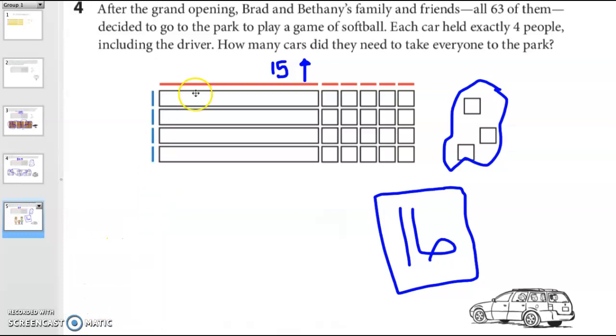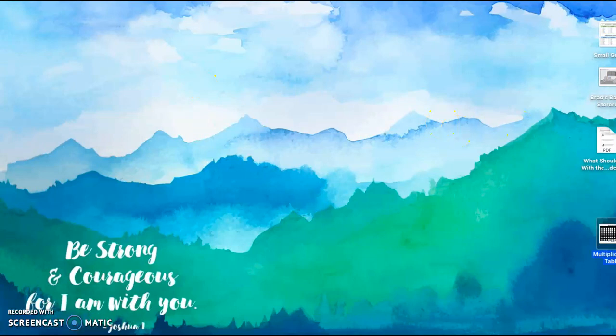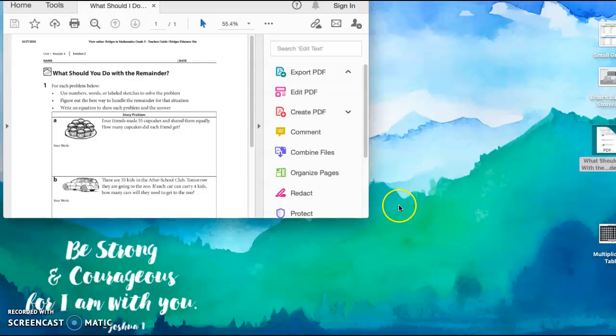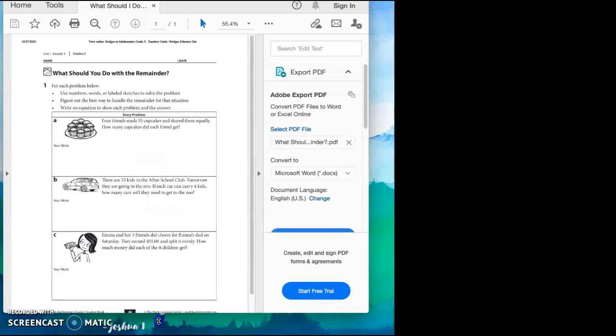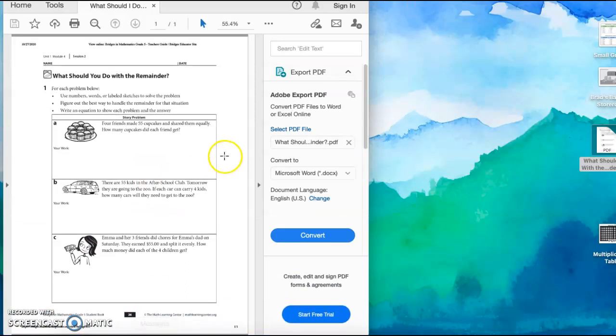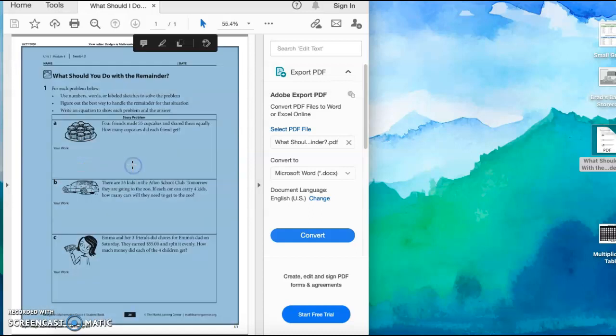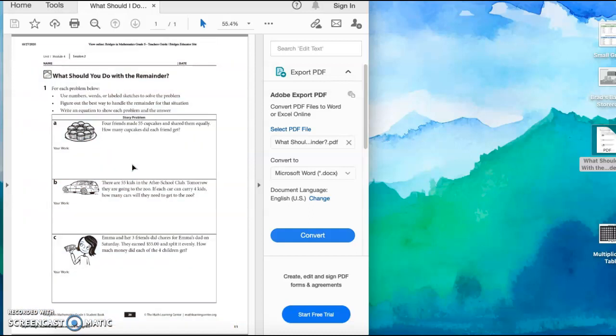All right, you guys are going to use those options to help you figure out what to do with these problems. And these are the problems that you guys are going to do in Schoology today. They are asking you that there are 4 friends made 55 cupcakes and shared them equally. How many cupcakes did each friend get? So you're going to have to show your work, maybe drawing out a picture of those cupcakes and splitting them up among 4 friends to see how many cupcakes everybody gets.